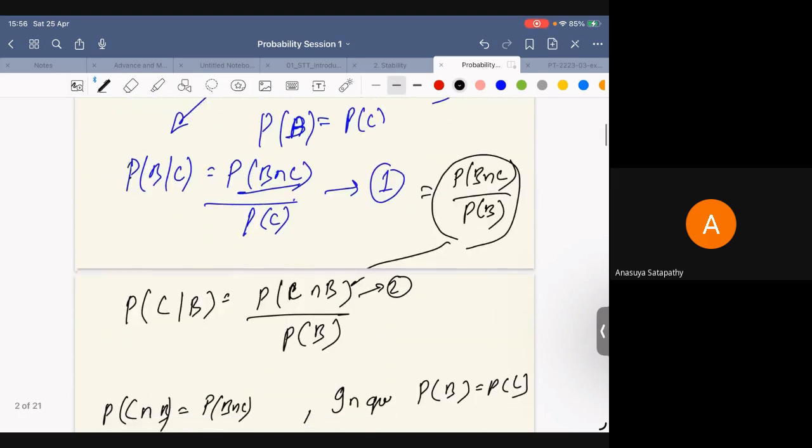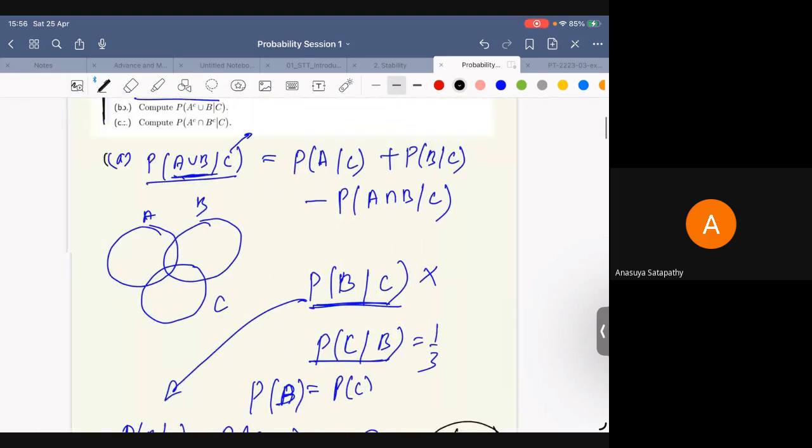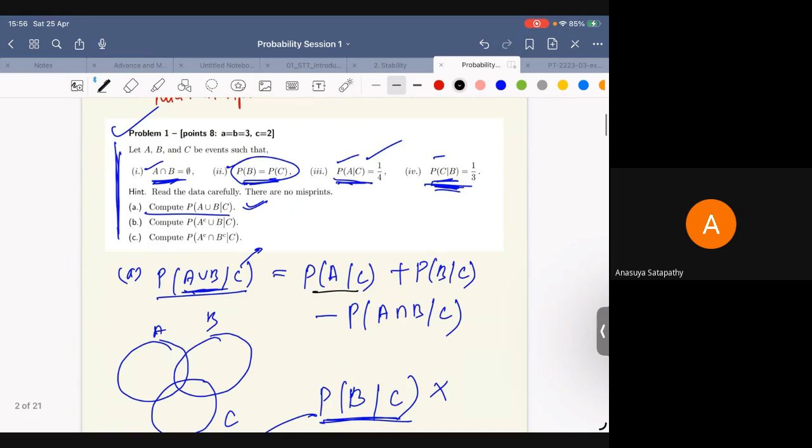Now you got 1 by 3. Put it here. You know this because it is given in the question. You got this because we proved that these both are equal. So this is 1 by 3. This is 1 by 4. And what is the value of this? We have to find the value of this one. What is A intersection B given C? What do you think? A intersection B is empty, so it's 0. This one is 0 because A intersection B is given as empty.